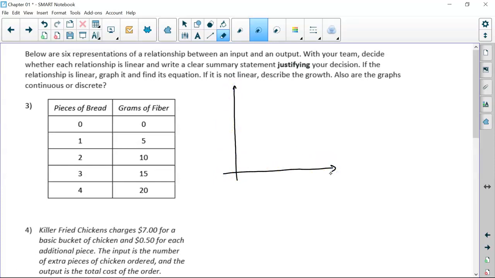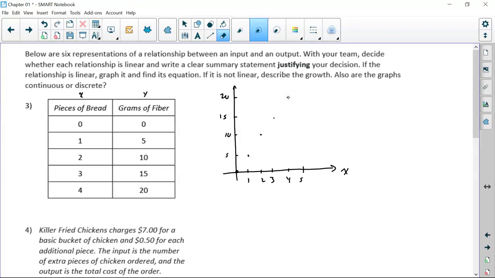My x-axis, that's going to be my pieces of bread. And my y-axis, that's going to be my grams of fiber. So for fiber, I'll count by 5s. So 0 pieces, 0 grams of fiber. 1 piece, 5. 2 pieces, 10. 3 pieces, 15. 4 pieces, 20.